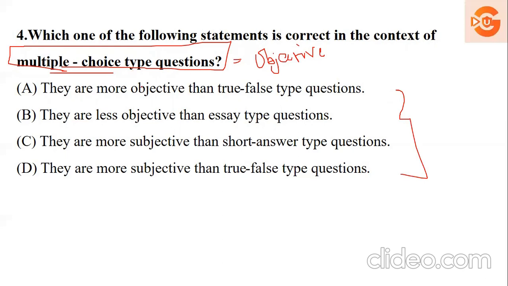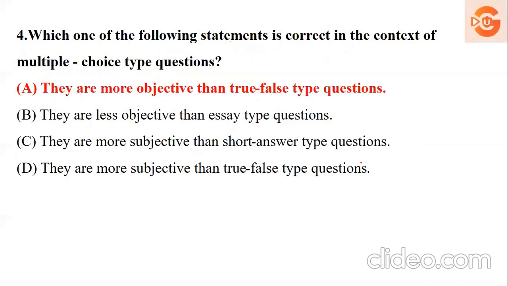Still, let's read the options. They are more objective than true or false questions. Yes, they are not just true or false, but they are more than that. That is objective. They are less objective, नहीं हो सकता है, because we know MCQ is an objective type of questions. They are more subjective, which is not possible. See what I told you, subjective word comes. MCQs are not subjective, they are not descriptive. You're not supposed to describe them. They are more subjective, it won't be. So if you see the options, option number A is the correct option for this question.